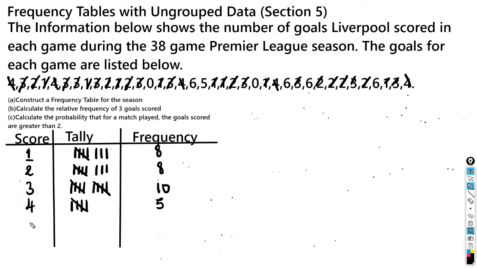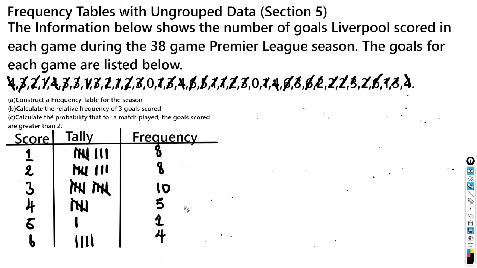Then we have 5 goals scored, which is actually only 1. So it's 1 over here. Then we have 6 goals scored, and in this case it's 1, 2, 3, 4. So we should have a 4 over here.